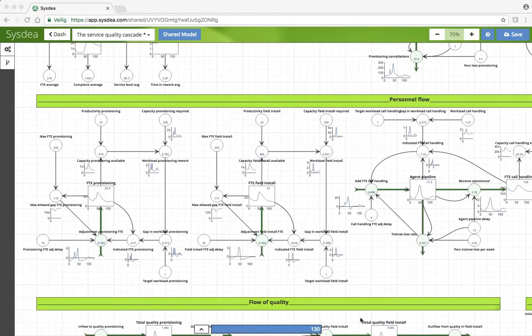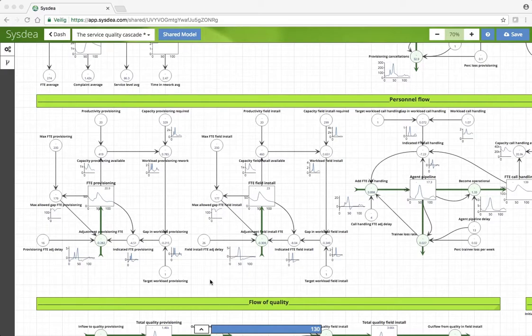Mike Akmans here, Supply Chain Dynamics, Chapter 9, Quality Cascade, Sysdea Gameplay 5, Capacity Management, or in this case, all capacity is personnel, so you could also call it the personnel flow manager. That's one of the easier sectors in this model.